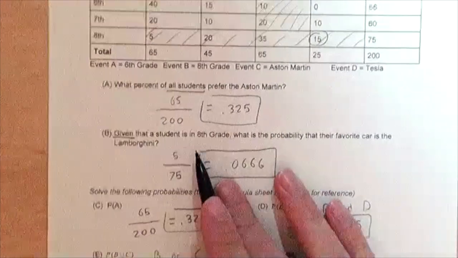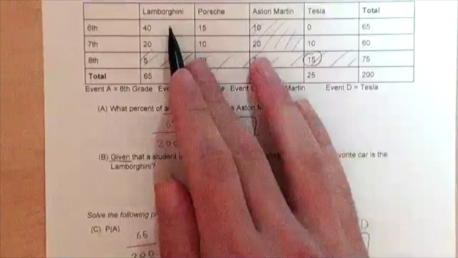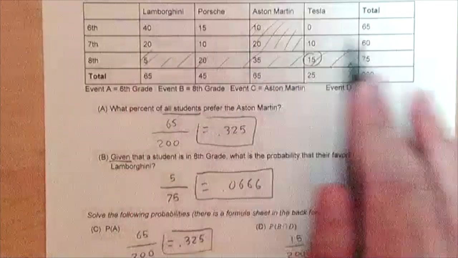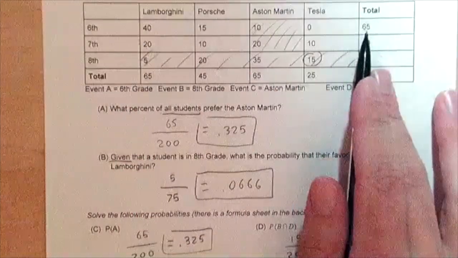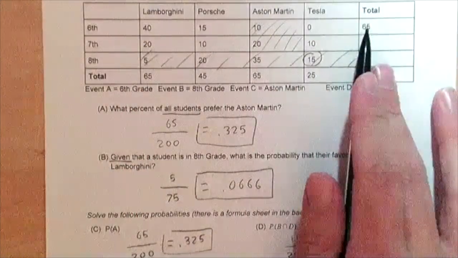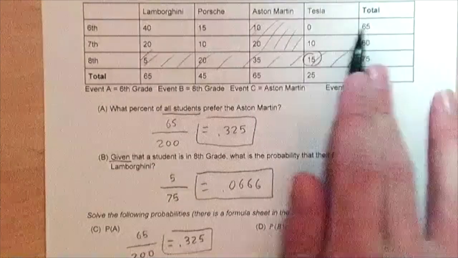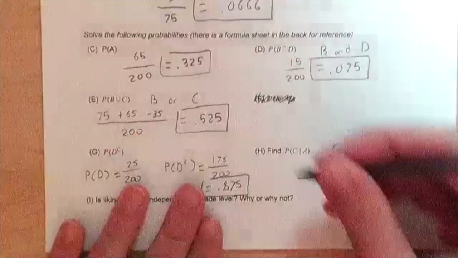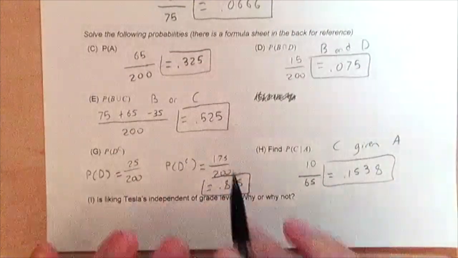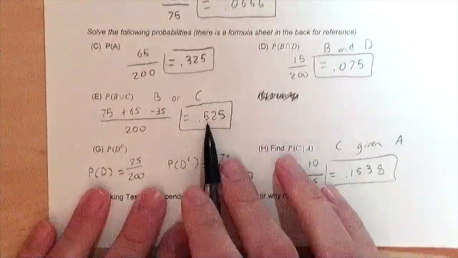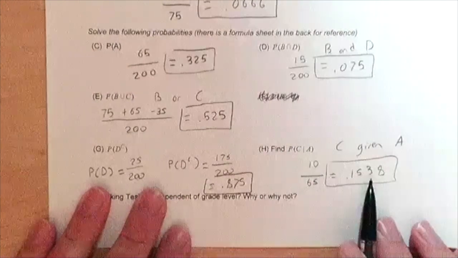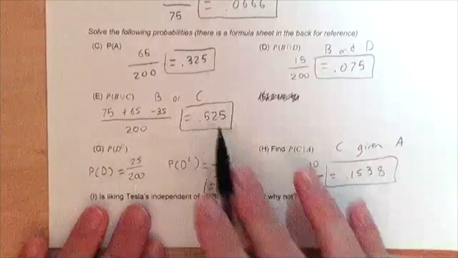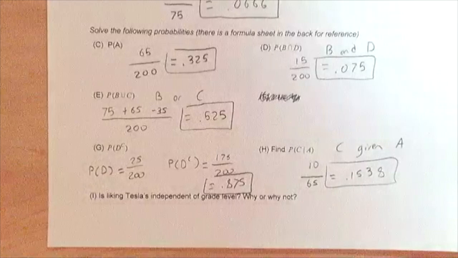And this is going to be very similar to B, just written in notation. It's saying given a student's in 6th grade. So assuming we're one of these 65 students, what's the probability we like the Aston Martin, which is 10 out of those 65 students. A note on rounding, like 3 numbers after the decimal is always good in my opinion. But if you go further, and if you just do 2, I don't really care that much.